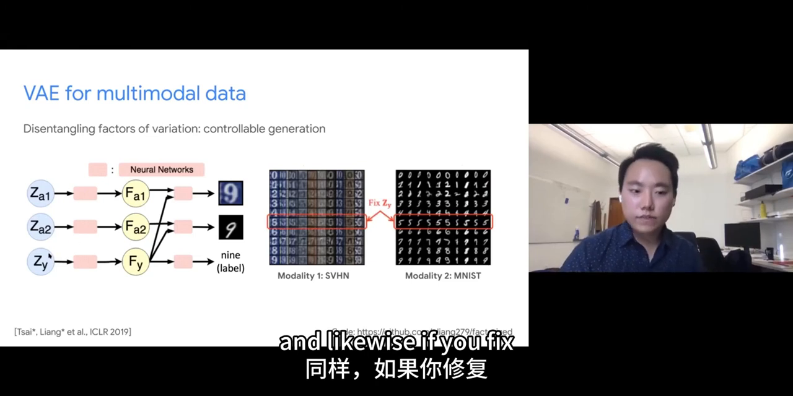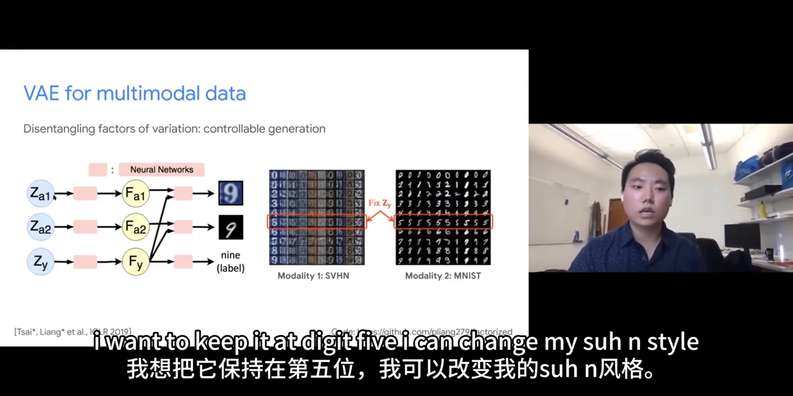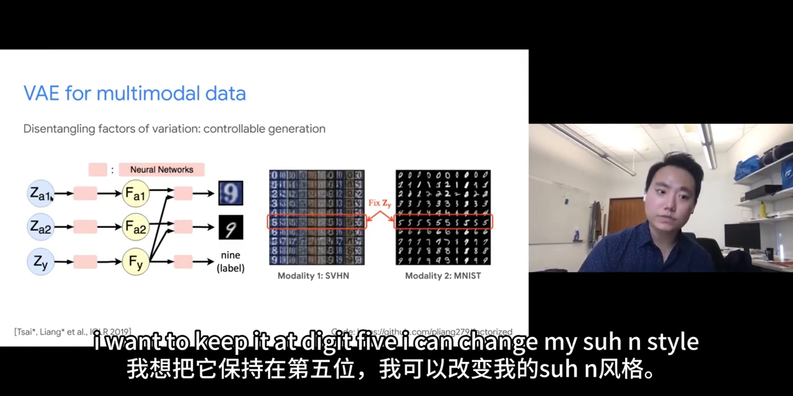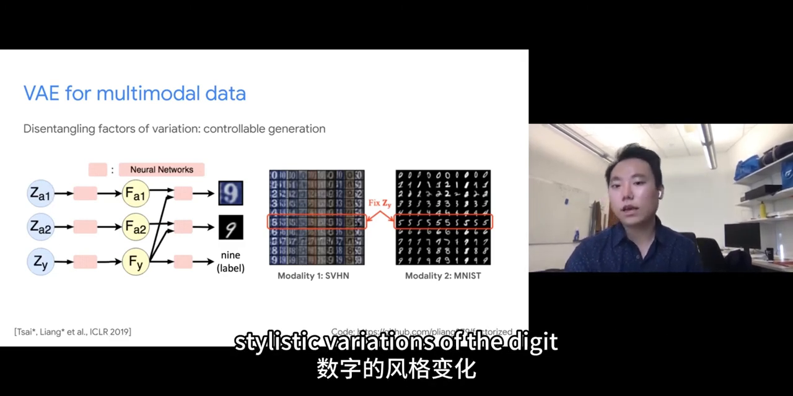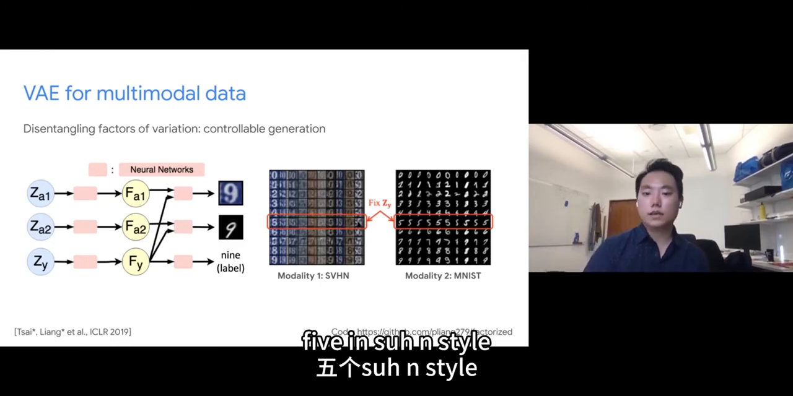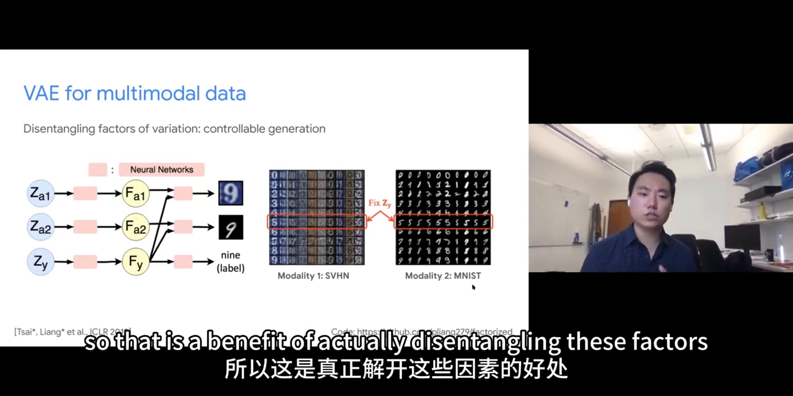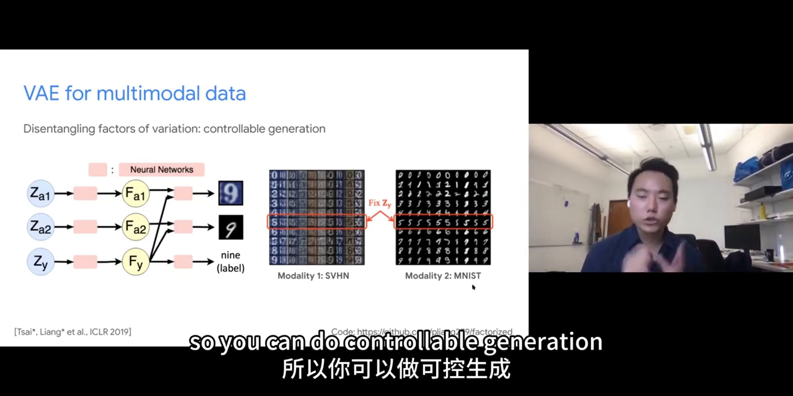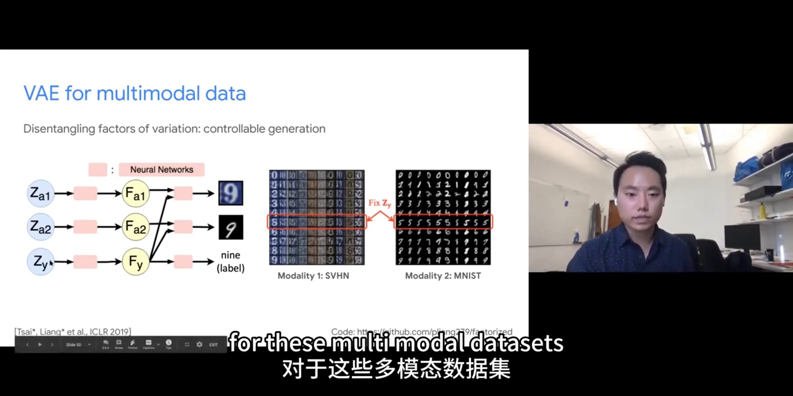And likewise, if you fix this multimodal factor, which means I want to keep it at the same digit, say digit 5, I can change my SVHN style and my MNIST style independently to get different stylistic variations of the digit 5 in SVHN style and MNIST style. So that is a benefit of disentangling these factors: you can do controllable generation with respect to each factor for these multimodal datasets.